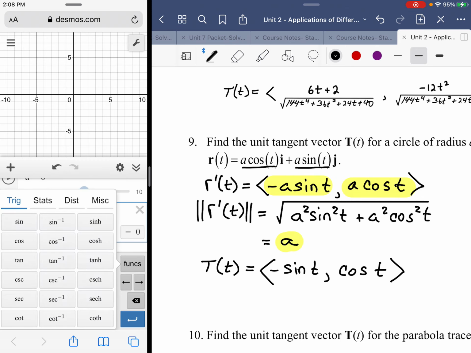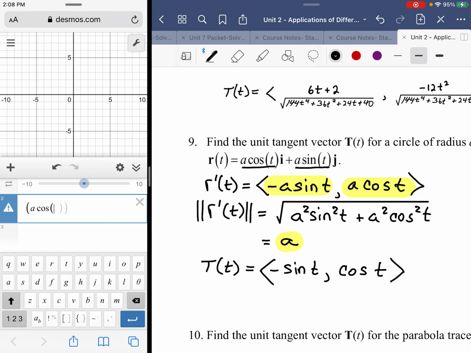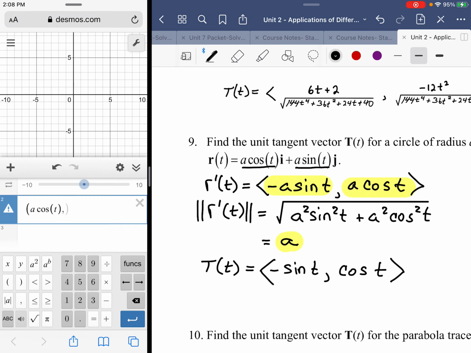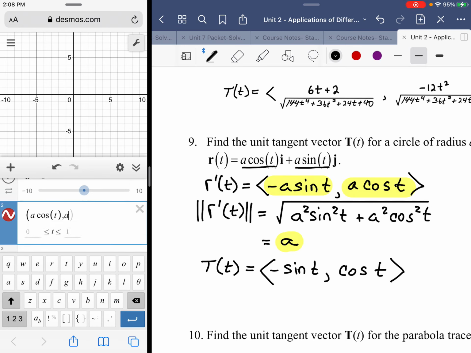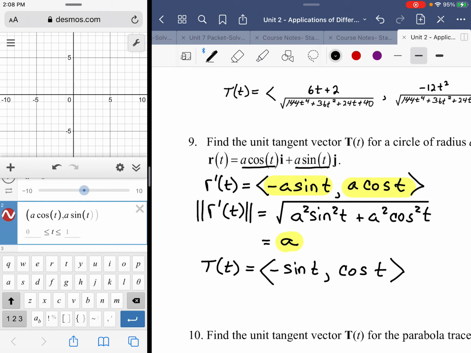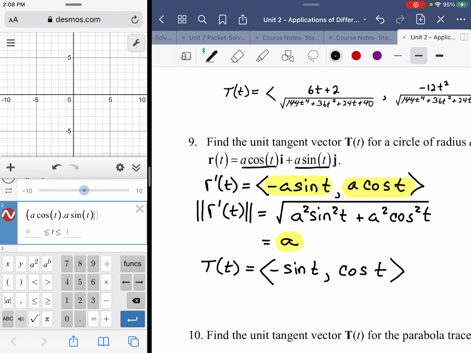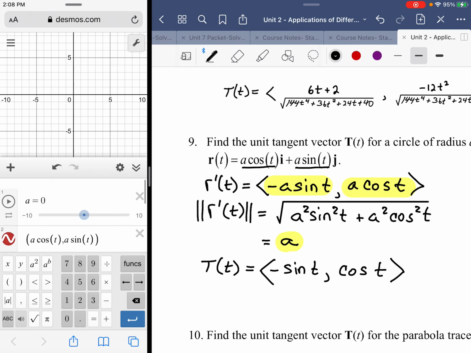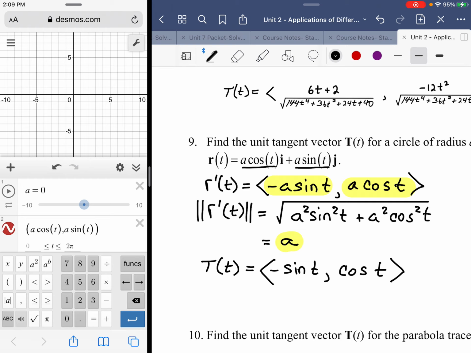So I'll say a cosine of t, close it up, comma, a sine of t, close it up. The domain here, it is a circle, so 0 to 2 pi makes sense. And there's nothing there. Well, why is there nothing there? Because I have my a value equal to 0, which means I'm working with a circle of radius 0.